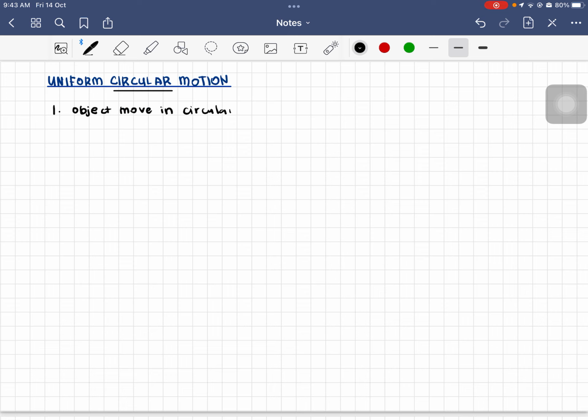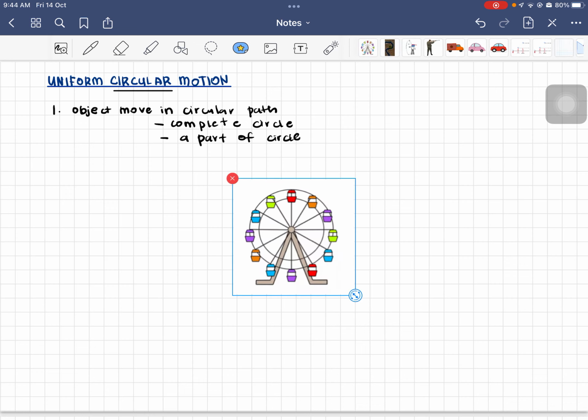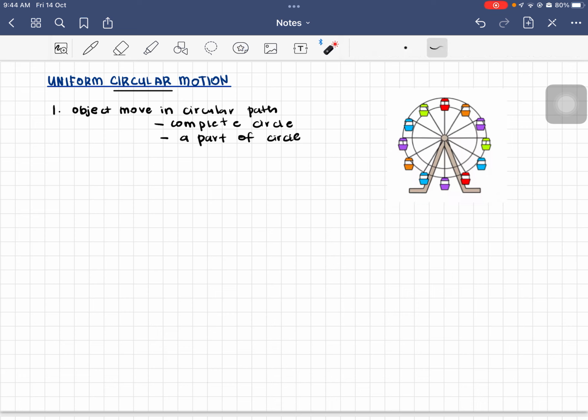Okay, circular path. It is either, sama ada dia bergerak dalam complete cycle ataupun a part of cycle. Ada dua lah, sama ada complete cycle atau a part of cycle. So, contoh untuk complete cycle adalah bila pergerakan objek tersebut sepenuhnya satu bulatan. For example, is Ferris wheel. If you can see this, all of this gondola lah kita panggil kan, gondola, dia akan bergerak dalam satu pusingan lengkap. So, kita akan katakan dia in complete cycles. It is, for example, Ferris wheel.